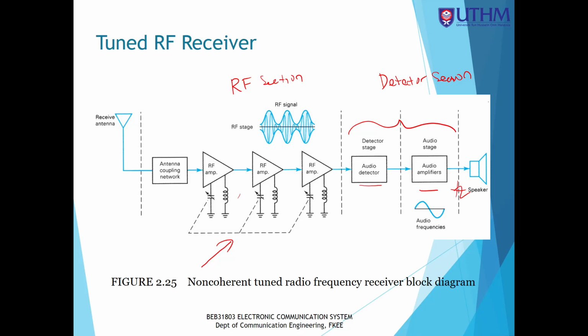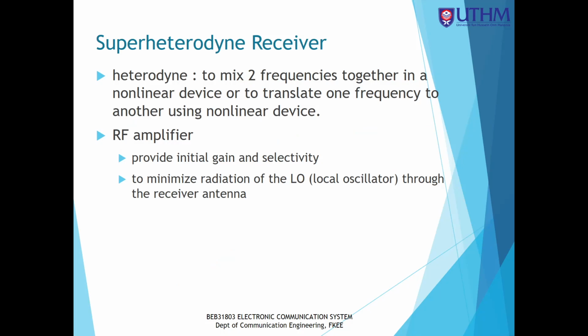But it is not widely used. Tuned RF is not widely used in the commercial radio. It is only used for a specific application. And if you want to know about one of the famous commercial receiver types, it is called the super heterodyne receiver.